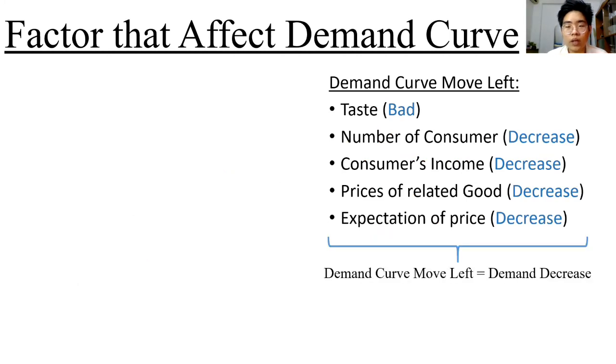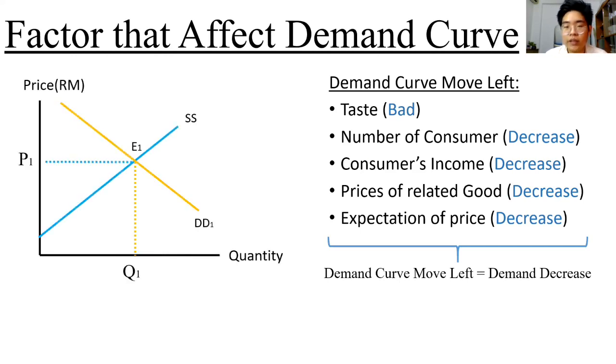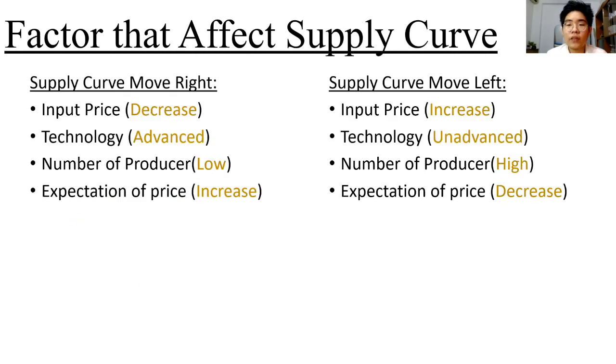The next is when the taste is bad and the number of consumers, consumer income, price of related goods, and expectation of future price decrease. The demand will also decrease. The demand curve will move to the left from DD1 to DD2. The quantity of demand will also decrease from Q1 to Q2, and the price will also decrease from P1 to P2.